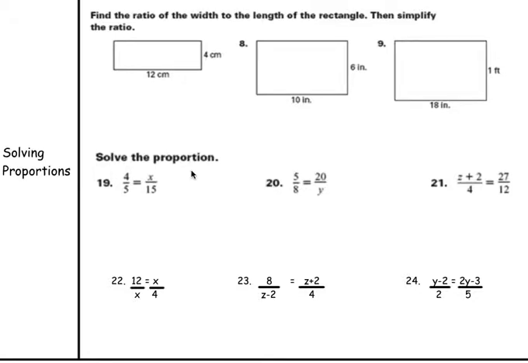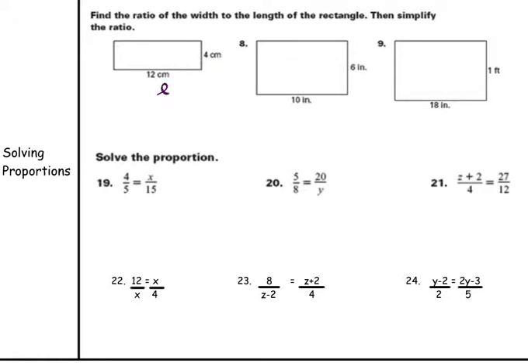Here we are using the rules of proportionality to solve for some ratios. It says find the ratio of the width to the length of the rectangle, then simplify the ratios. So just practicing with ratios. They want the width to the length.